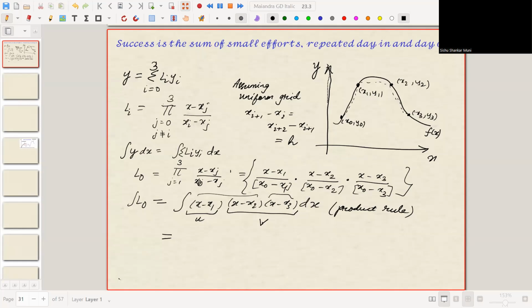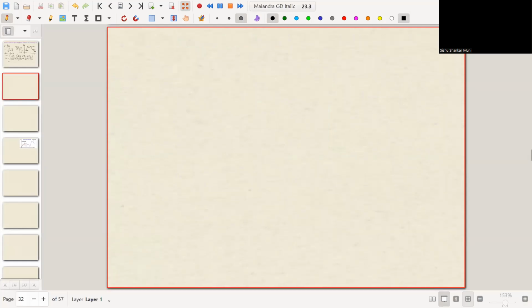So I will start with a new page. That integration, x minus x1, x minus x2, x minus x3. This is one of the integrations, not the first one. It might be L1. I have done that L1 part by myself, so it will be like x minus x1.